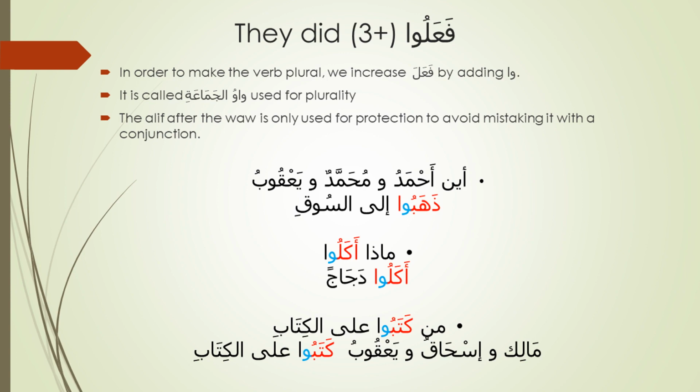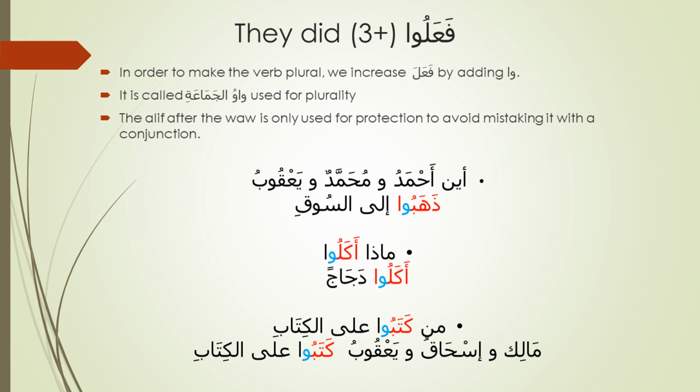من كتبوا على الكتاب? Who wrote on the book? Now I need 3 people. مالك وإسحاق ويعقوب كتبوا على الكتاب. These 3 wrote on the book. كتبوا على الكتاب. And that's the last example for the third person masculine. We've done فعل, he did. فعلا, they did, 2 of them. فعلوا, 3 of them did. Okay? So we've done this one, we've done فعل, فعلا, فعلوا.